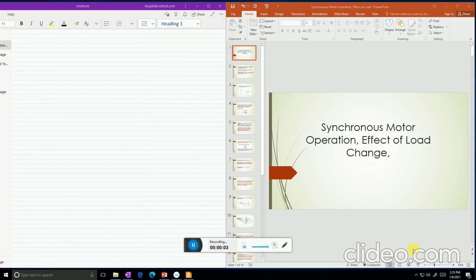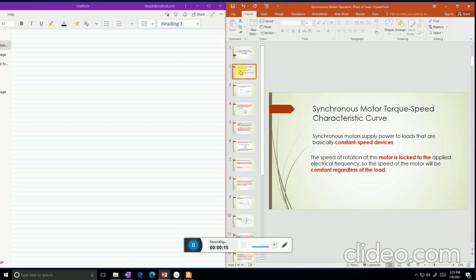Bismillahirrahmanirrahim. In this lecture, we are going to study synchronous motor operation, its torque speed characteristics, and the effect of load change on the synchronous motor. First of all, the synchronous motor torque speed characteristic curve.